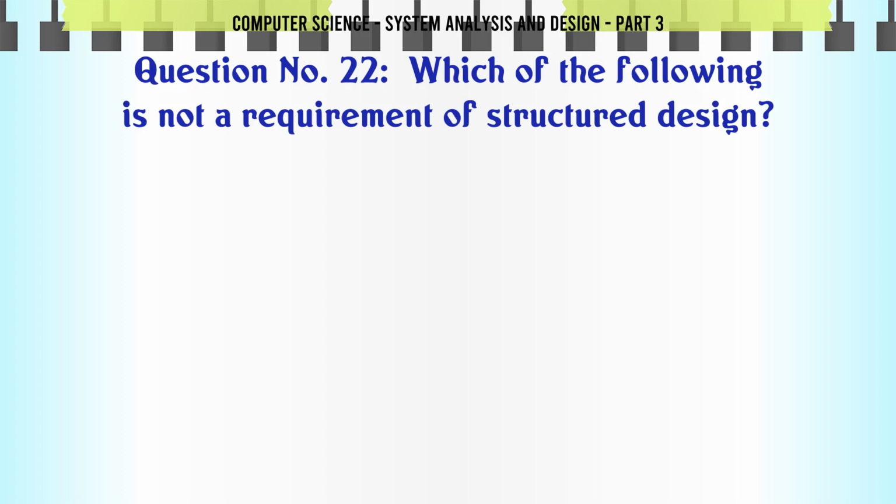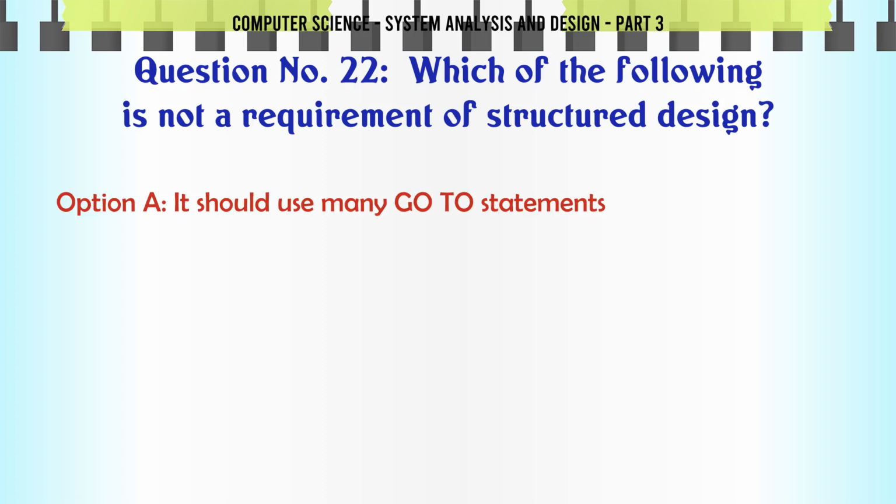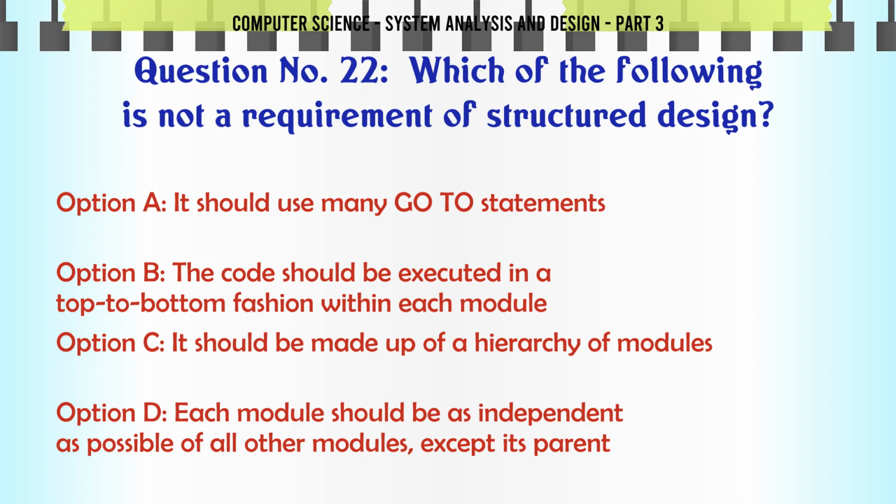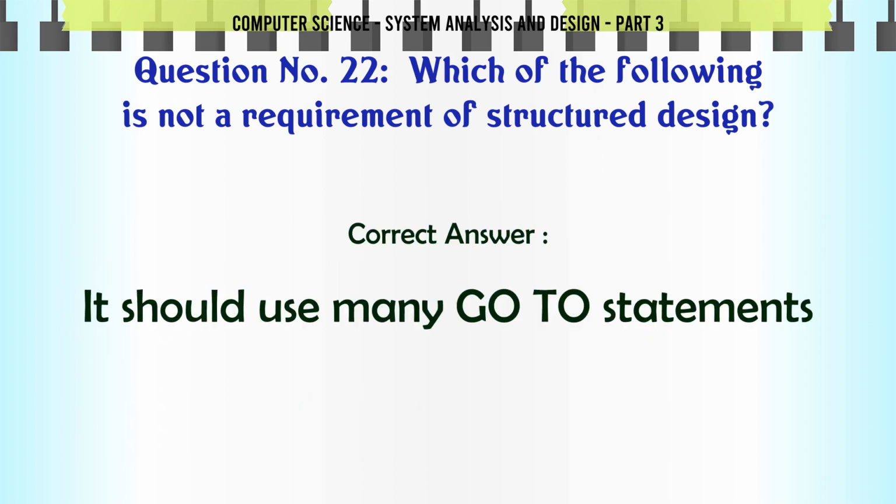Which of the following is not a requirement of structured design? A. It should use many go-to statements, B. The code should be executed in a top-to-bottom fashion within each module, C. It should be made up of a hierarchy of modules, D. Each module should be as independent as possible of all other modules except its parent. The correct answer is it should use many go-to statements.